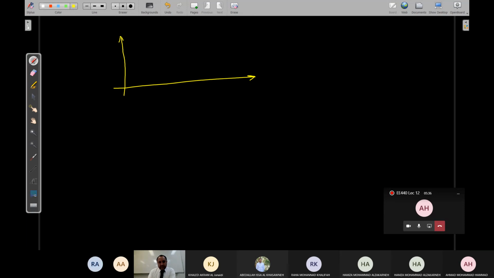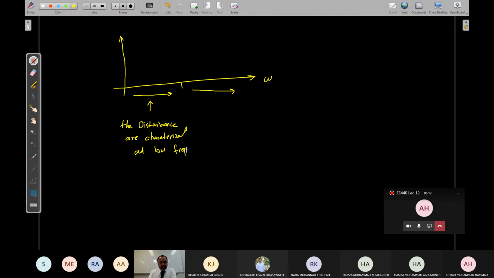a certain frequency domain, and if we agree that this is the threshold between the high and the low frequency, then in general the disturbance is characterized at low frequency. So the disturbances are characterized at low frequency. And you know, low, high, this is a matter of order of magnitude.